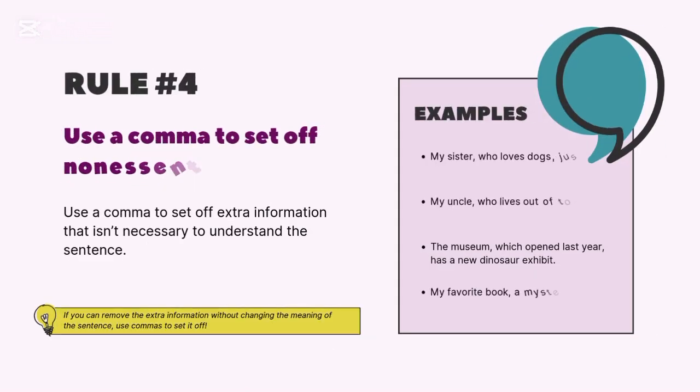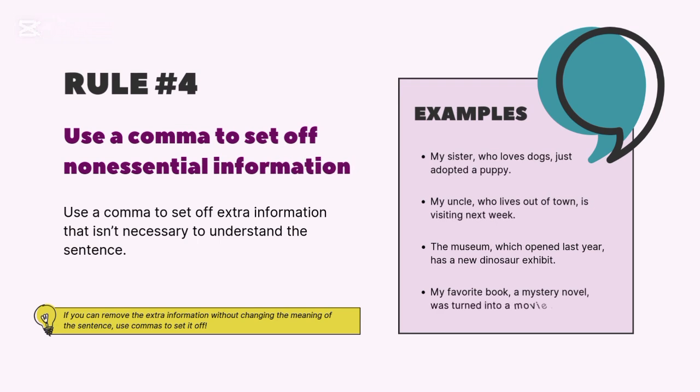Rule 4. Use a comma to set off non-essential information. Use a comma to set off extra information that is not necessary to understand the sentence. Examples are also shown.